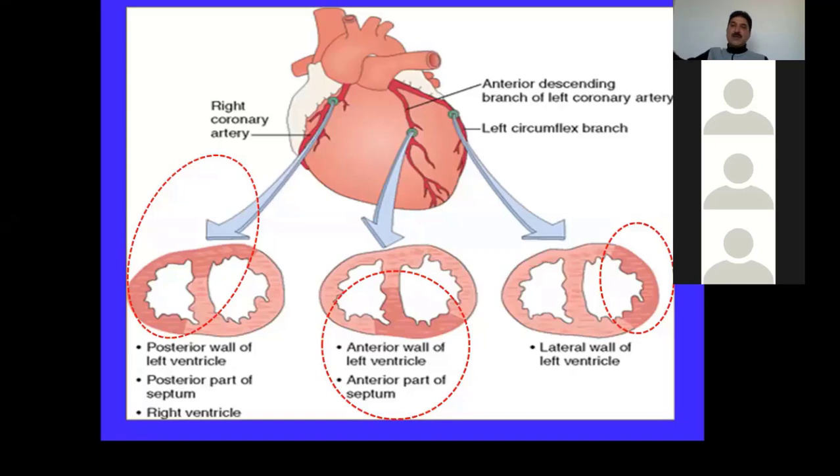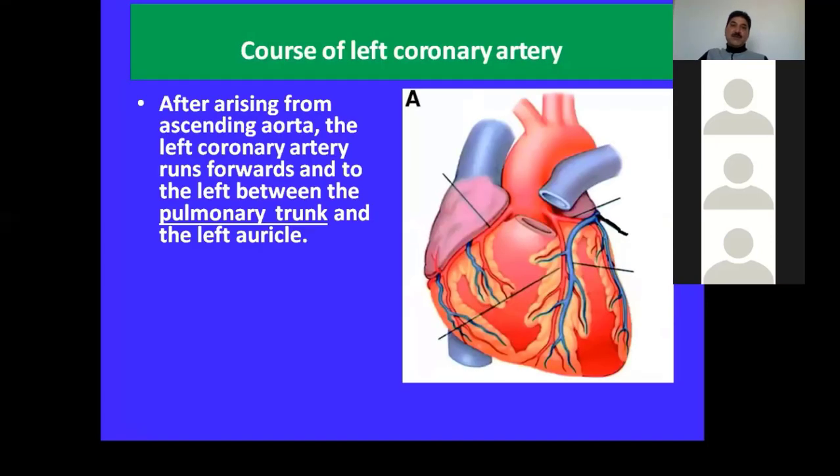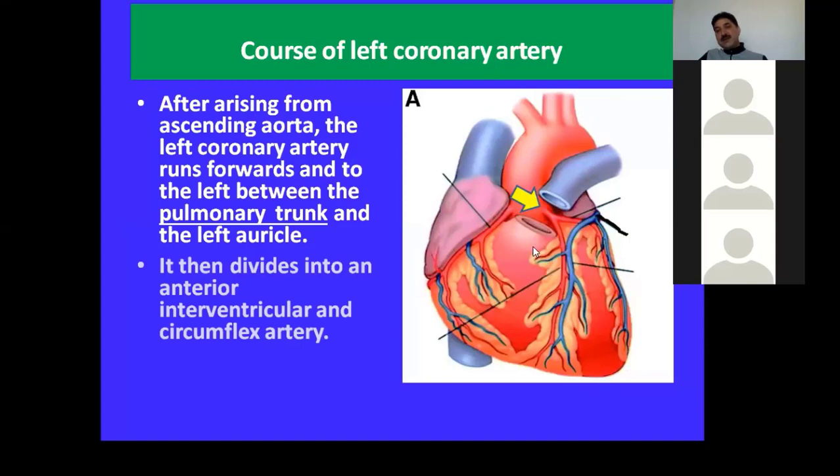Okay. Course of the left coronary artery. After rising from the ascending aorta, the left coronary artery runs forwards and to the left between the pulmonary trunk and the left auricle. I told you that it is hidden by the pulmonary trunk. You cannot see its origin. Now here you can see there is a cut. We have cut the pulmonary trunk, so only then we can see the origin of the left coronary artery. So it lies posterior to the pulmonary trunk.